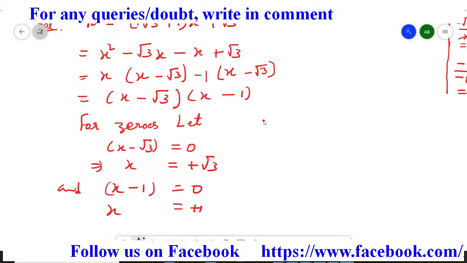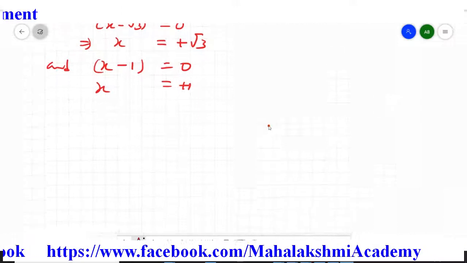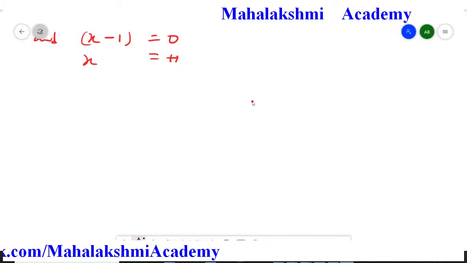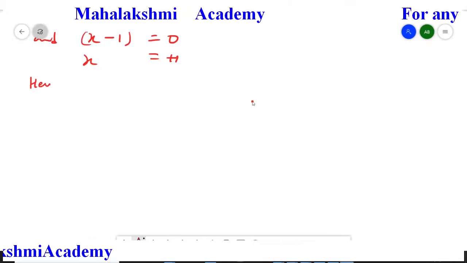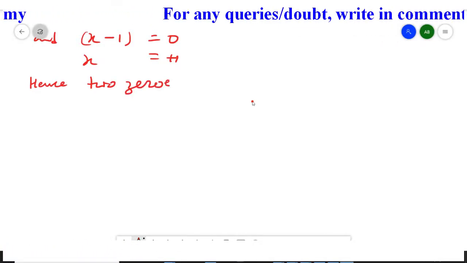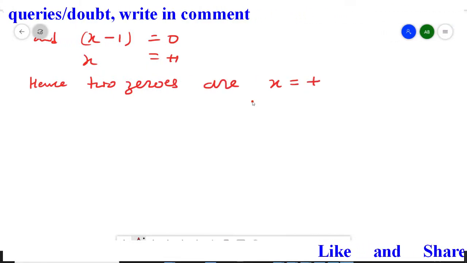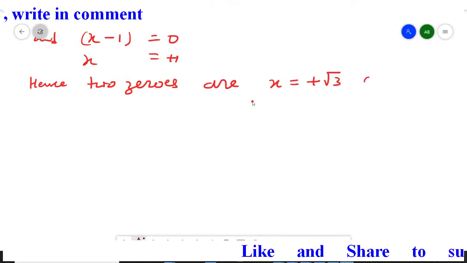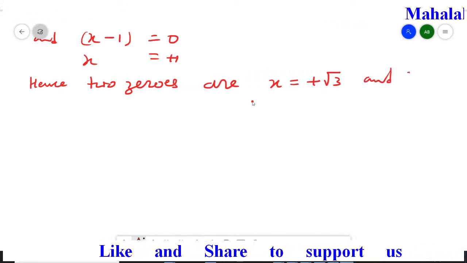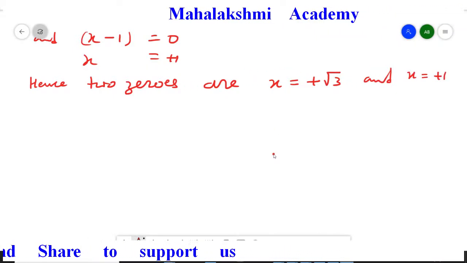So the two zeros which we obtained are, hence, two zeros: x is equal to plus root 3 and x is equal to plus 1. So just see what we have done here.